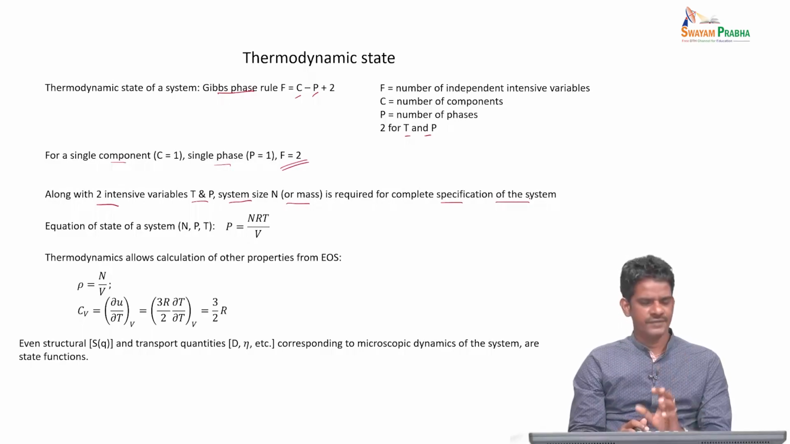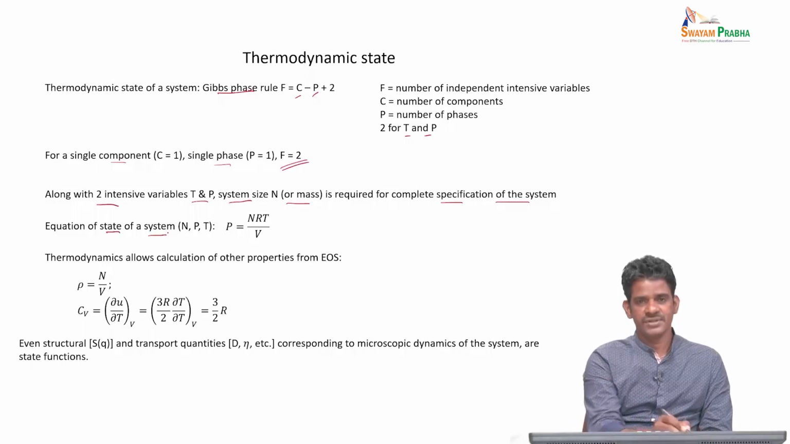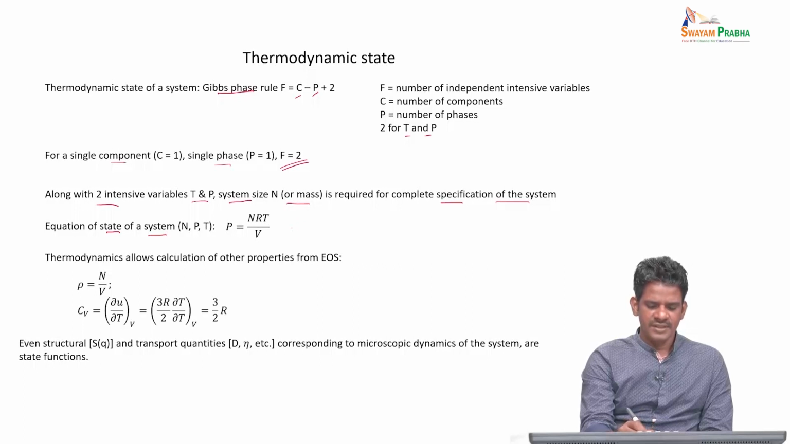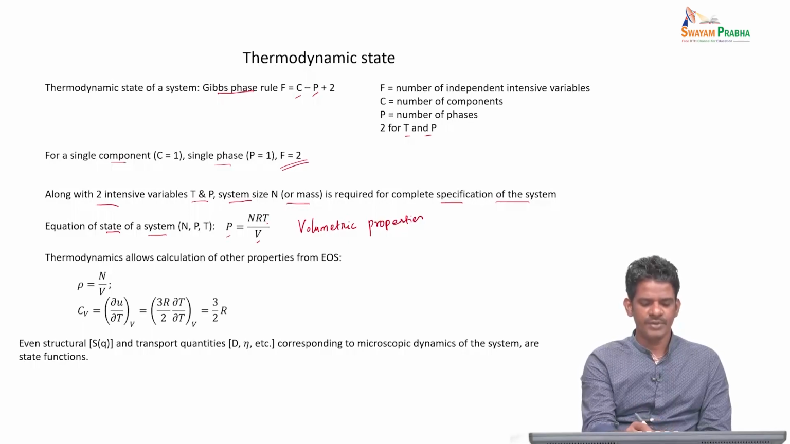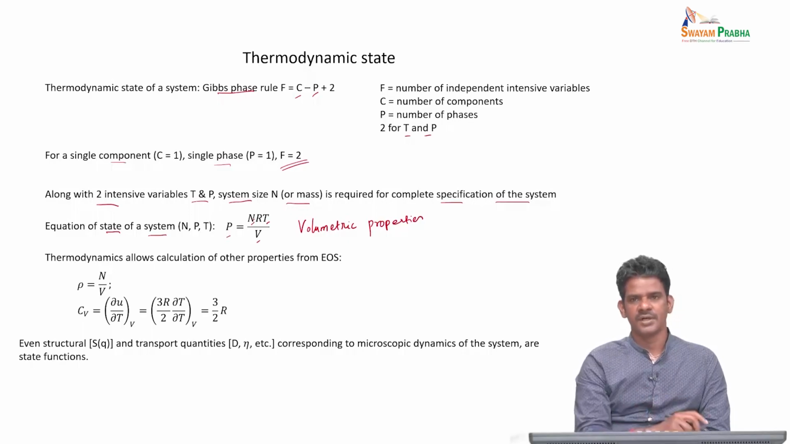Now once you have this system specification, you can use what is known as the equation of state of the system. So what is an equation of state? This is nothing but the mathematical relation that relates temperature, pressure, and other variables. These are also known as volumetric properties. If you are a chemical engineer, you would know that when we talk about non-ideal gases or liquids, we often write expressions relating pressure with volume and temperature, for a certain number of molecules, right?